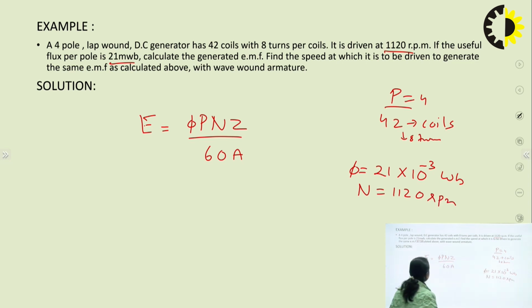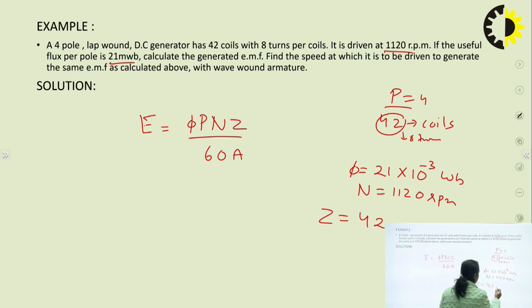Then you need Z. The Z is not directly given in the question, but you can find the number of conductors. So Z will be equal to, it is given that there are 42 coils with 8 turns. So you will do 42 into 8.